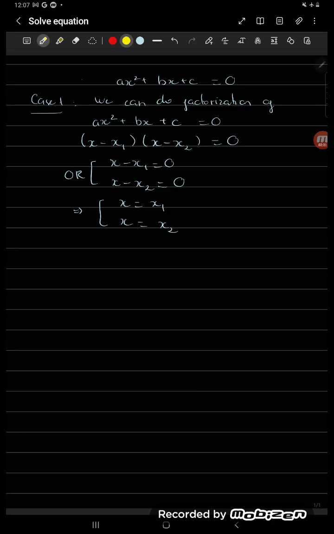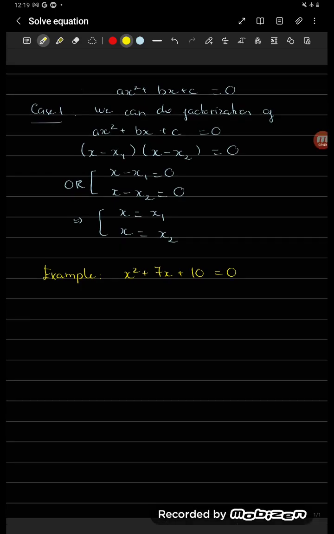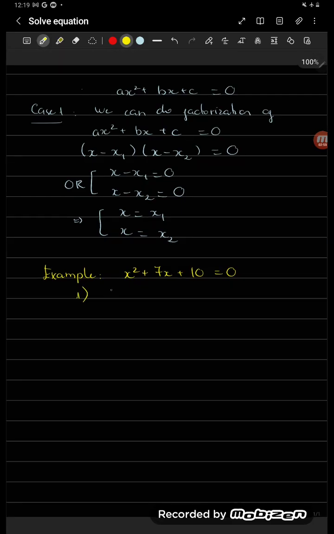We can go to an example. For example, if we have x squared plus 7x plus 10 equal to 0, for this equation we can factor it. We already learned from the last lecture, so we'll follow four steps. The first step is find ac equal to 1 times 10 equal to 10, right?